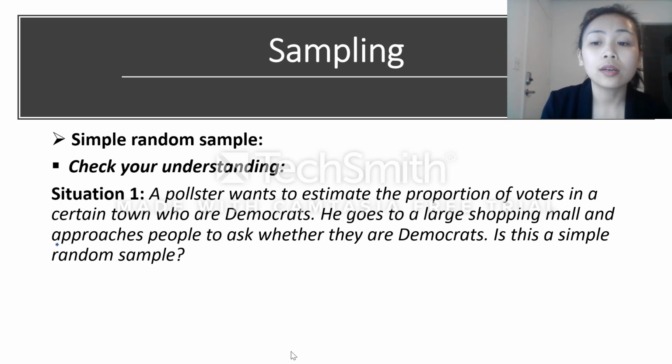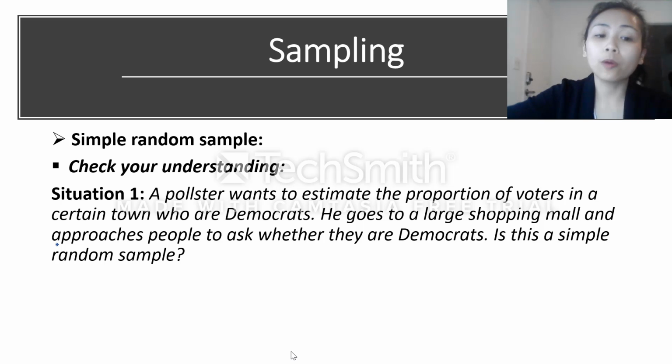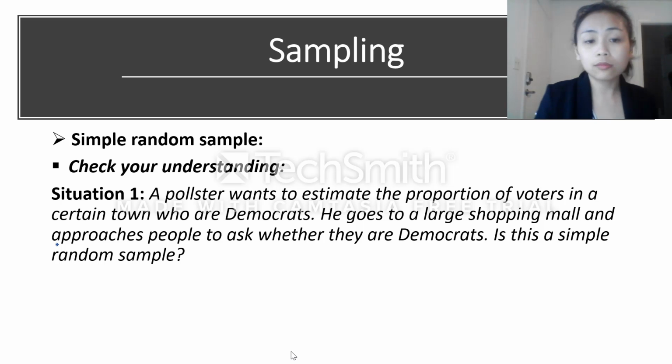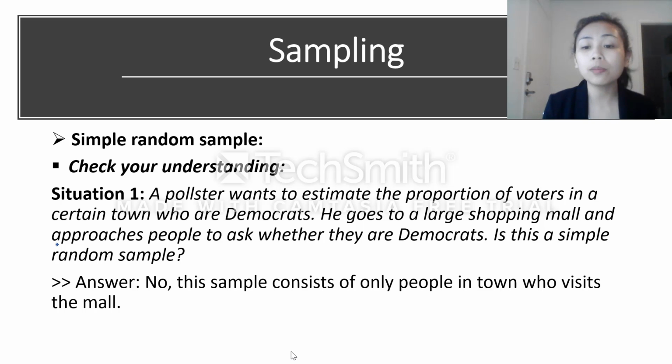Is this a simple random sample? So here, the way the pollster collects the sample is he goes to a large shopping mall and approaches and asks only people who go to the shopping mall. So this is not a simple random sample, because the probability of people who go to the mall to be surveyed is 1, and the probability of people who go to different places to be surveyed is 0. So in this case, the sample cannot guarantee randomness. So the answer is no. The sample consists of only people in town who visit the mall.